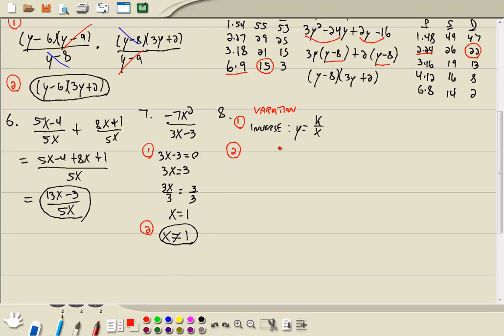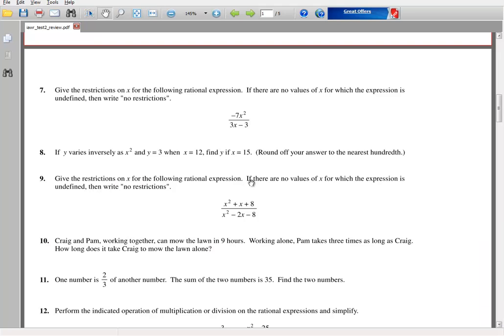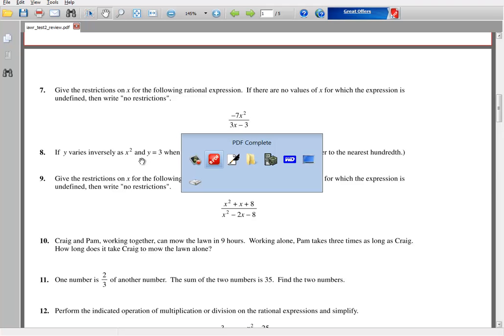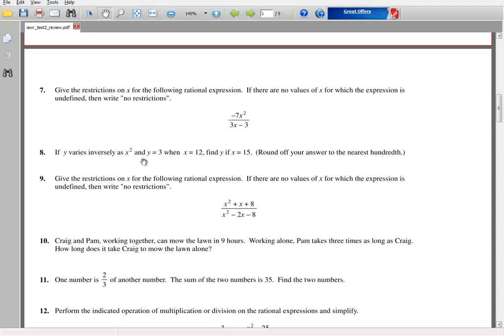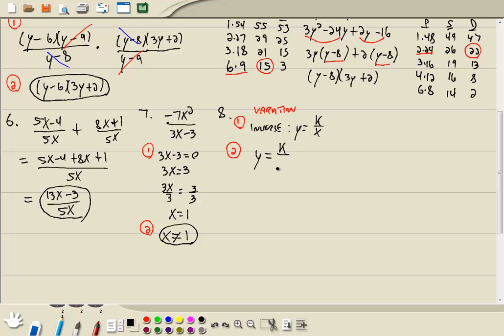Now typically our form for inverse is y is equal to k over x. Step 2, pick variables that make sense. And it says y varies inversely as x squared. So varies inversely is where your equals goes. So we got y equals k, and the inverse part always goes down your denominator. And it says as x squared. So this wasn't very different than this. We used x's and y's again, but it tells us this is x squared.